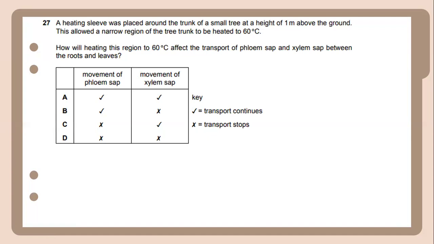A heating sleeve was placed around the trunk of a small tree at a height of 1 meter above the ground. This would allow a narrow region of the tree trunk to be heated to 60 Celsius. How will heating this region to 60 Celsius affect the transport of phloem sap and xylem sap between the roots and leaves? The answer will be C.